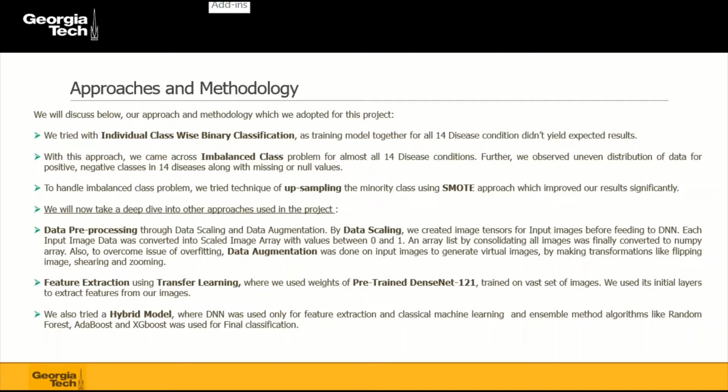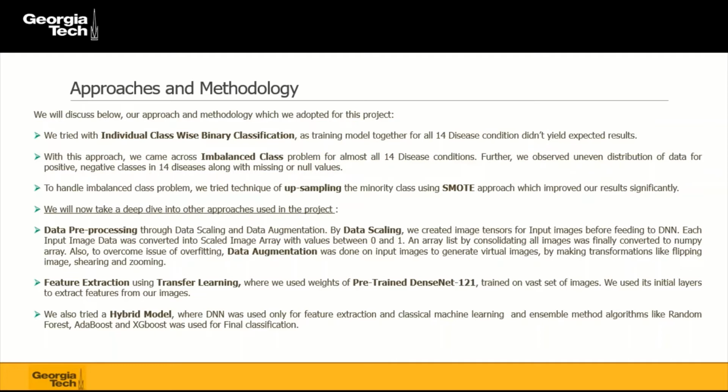Now, while doing the analysis, we faced the problem of imbalanced classes, mostly because the distribution of the data was not uniform. To handle the imbalanced class problem, we tried the technique of upsampling the minority class using the SMOTE approach, and that helped us improve the performance significantly.